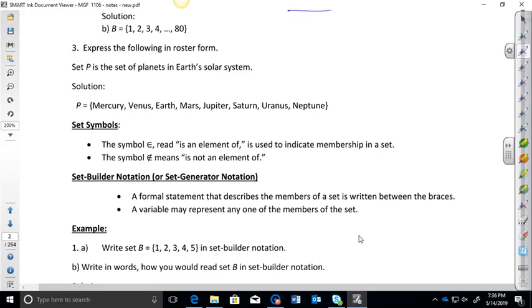Yes, 2 is in there. But how about 10? Is 10 there? No. So how do you say that? 10 is not a member of A. That's how you say not a member. You cross it. So 10 is not a member of A. 1 is a member. So 1 is an element, 2 is an element, 3 is an element, but 10 is not. So this means it's not an element of. You have to understand all those symbols, okay? So ∈ is a member of. Crossing it means not a member of.